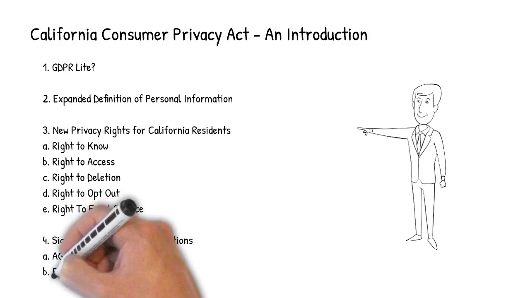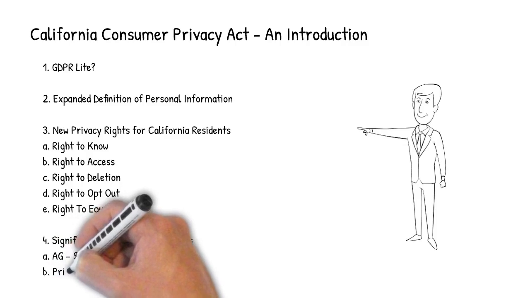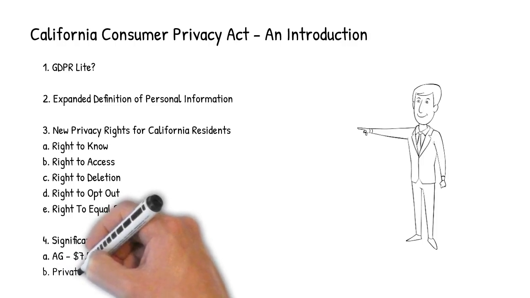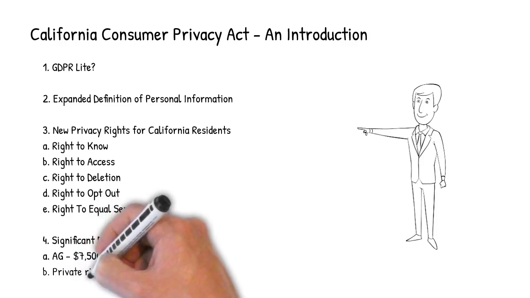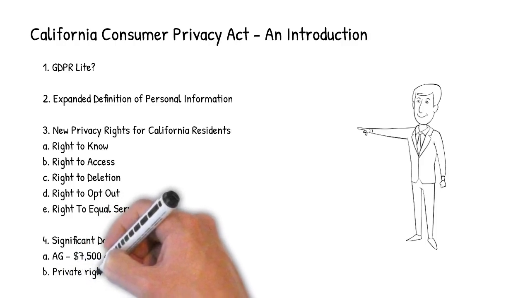E, the right to equal service. And so this refers simply to the fact that if a person exercises any of the other rights under the Act, that you cannot treat them differently, i.e. you cannot discriminate against them. And that kind of makes sense. It's not too much controversy about that, I wouldn't think.